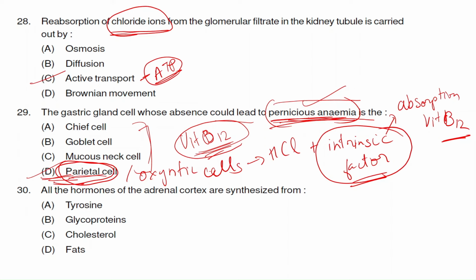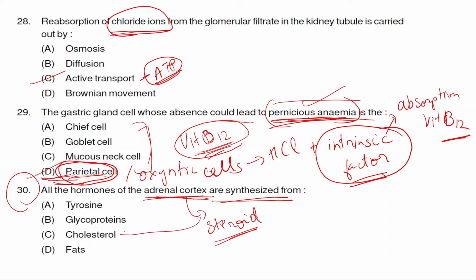Coming to question number 30. All the hormones of adrenal cortex are synthesized from. Remember, all the hormones which are synthesized from adrenal cortex are steroid in nature. So, steroid hormones are always synthesized from what? From cholesterol. Okay, answer C.